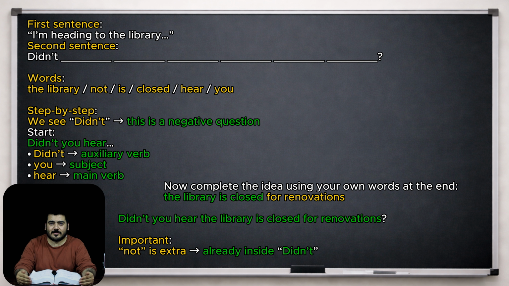Now complete the idea. The library is closed for renovations. The final answer: didn't you hear? The library is closed for renovations. The important point is, not is extra. It's already inside didn't.